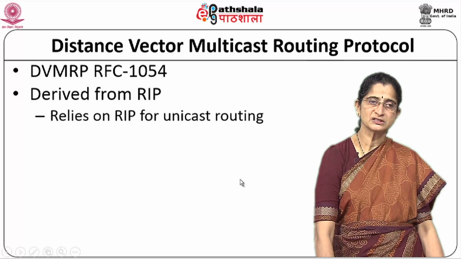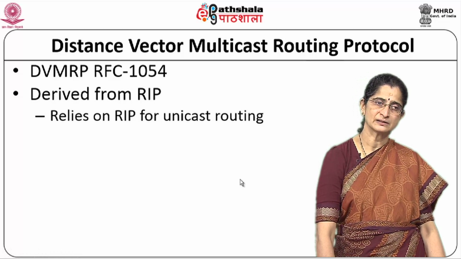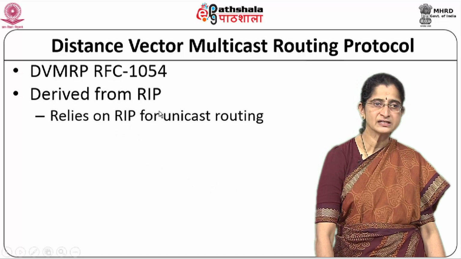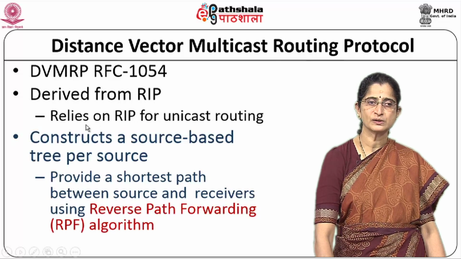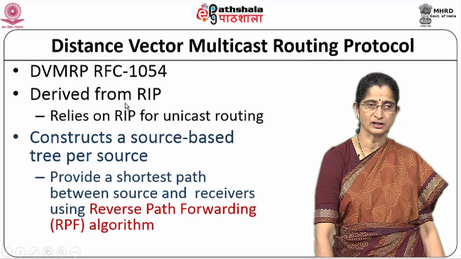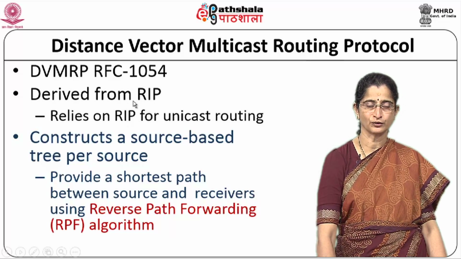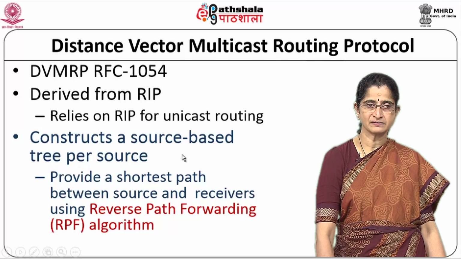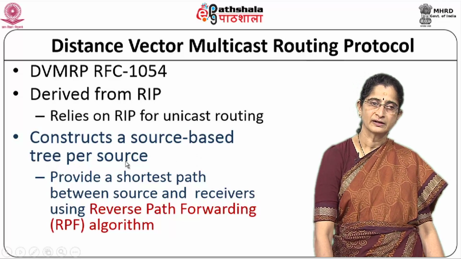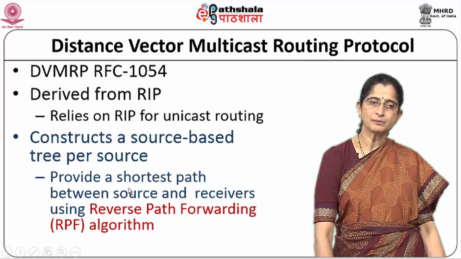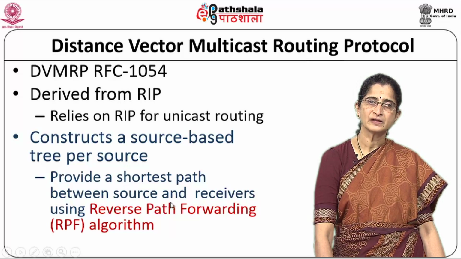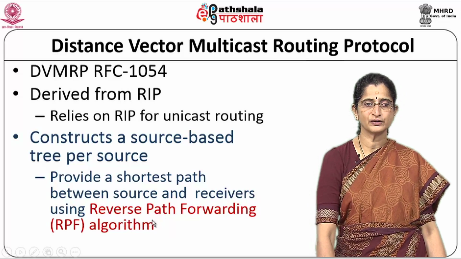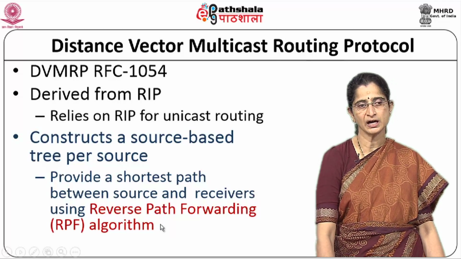This distance vector multicast routing protocol is essentially an extension of the distance vector routing protocol, the RIP protocol that is used for unicast routing. So, it is closely tied to the RIP protocol, and dependent on the RIP protocol for doing its job as well. What it actually does is construct, as we said, a source based tree. Per source a tree will be constructed, and it will provide the shortest path between the source and the receivers, all the members of the group. The algorithm it uses for that is referred to as the reverse path forwarding algorithm, or RPF algorithm.